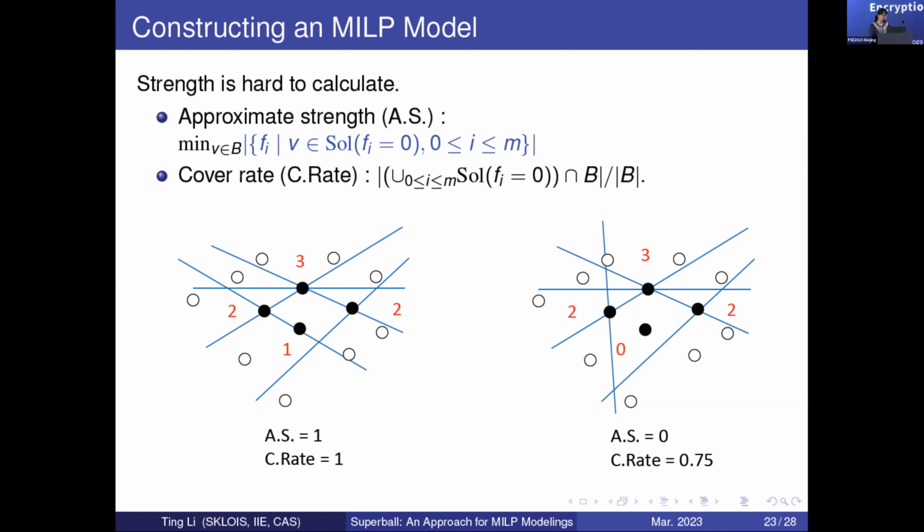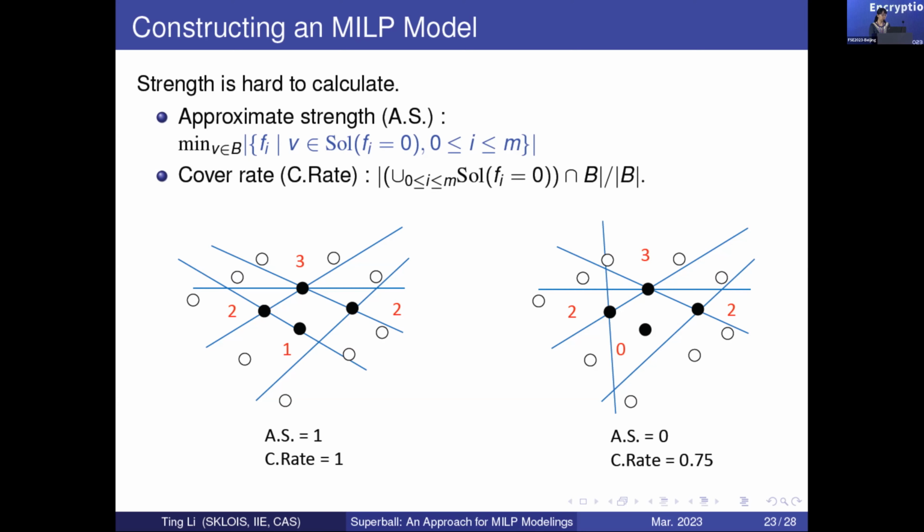And here are two figures to illustrate the approximate strength. In the left figure, it is 1, and in the right figure, it is 0 because there is a point lying on no hyperplanes. And we also define cover rate to compare the strength of the models when the approximate strength is 0. The cover rate is a ratio between two parts. The first part is the number of the points that lie on hyperplanes, and the second part is the total number of the outermost points in the feasible region.